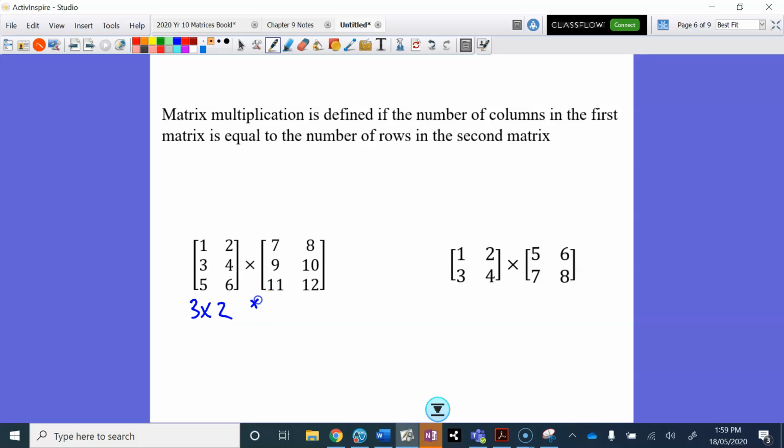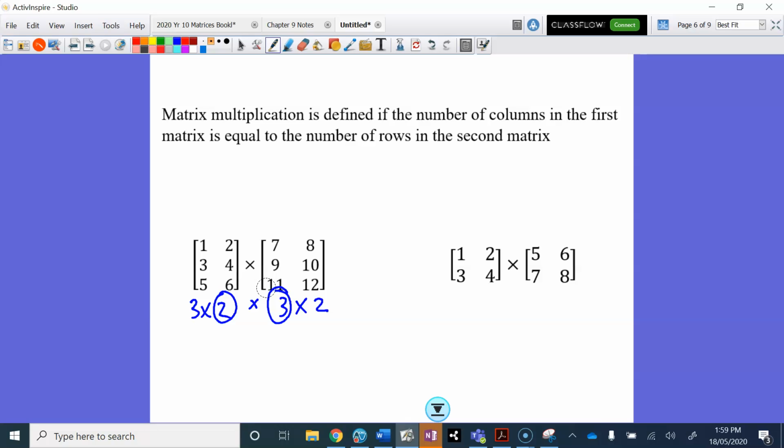and I'm trying to multiply that by a 3 by 2 matrix. So the order of both of those matrices is the same. I'd be able to add them or subtract them, but I need to do a quick test to see if I can multiply them. So the number of columns in the first one and the number of rows in the second one are not the same.